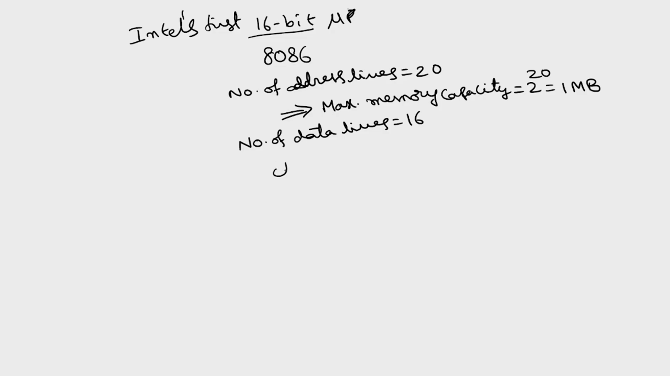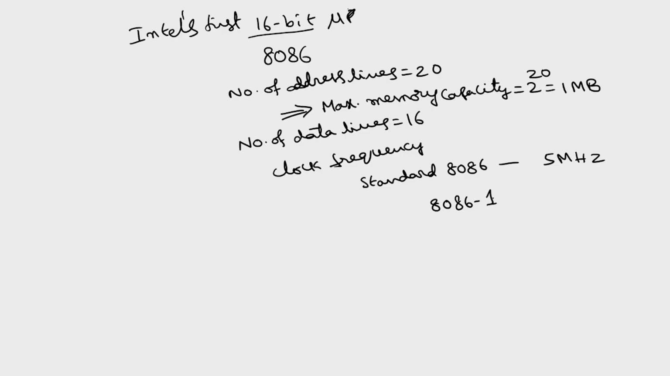And the clock frequency determines the speed of 8086 compared with 8085. For clock frequency, we have 3 versions. The standard 8086 operates at a 5 megahertz clock, whereas the version 8086-1 operates at an 8 megahertz clock, and the version 8086-2 operates at a 10 megahertz clock. So in this way 8086 is more popular than 8085, which is an 8-bit microprocessor.